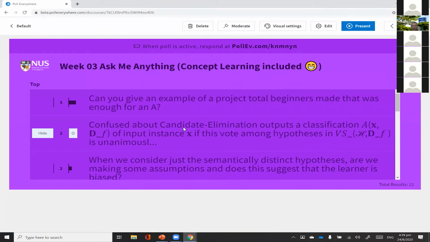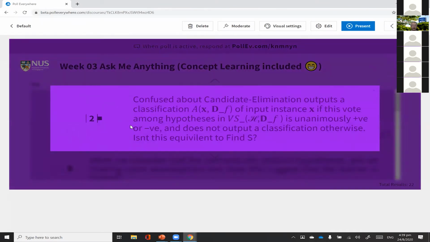Confused about candidate elimination? Okay, the question: an input instance is classified if the vote among hypotheses of the version space is unanimous, otherwise not. Thanks for putting all the math in there. So yeah, I think this was also asked on the forum, so thank you for bringing it up here again. When this is the case, we can say that the candidate elimination algorithm and the find-S algorithm will concur, right? Because obviously the find-S hypothesis will be inside of the candidate elimination output, right?